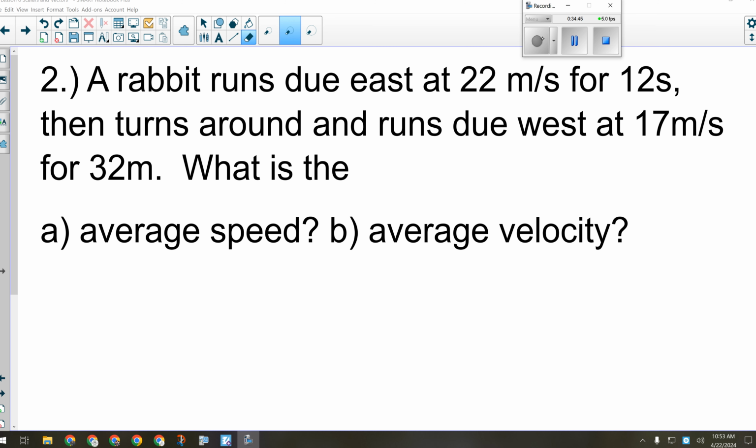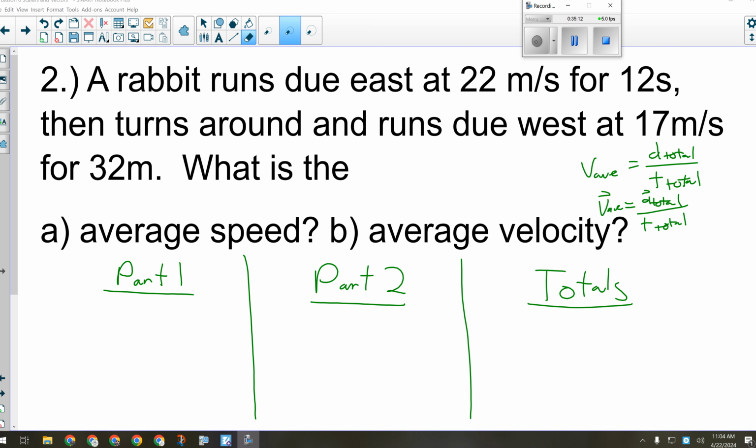What you are looking to do by the end is: average speed is total distance over total time, and average velocity is total displacement over total time. That's where we're headed. So in the end, this question wants me to solve for average speed and average velocity, which means I need to use these formulas eventually.